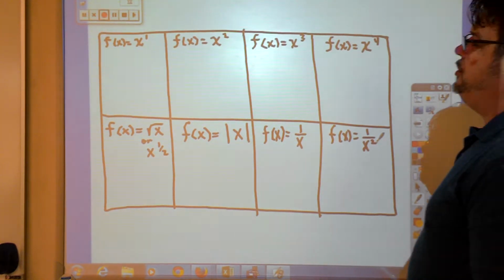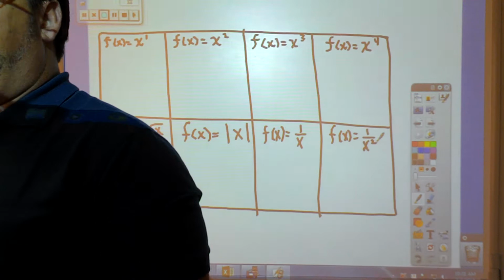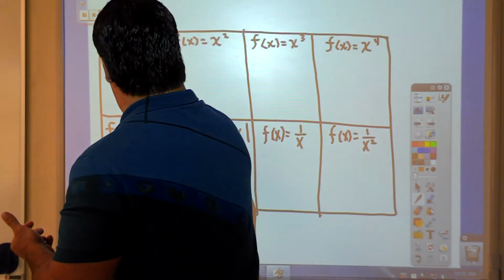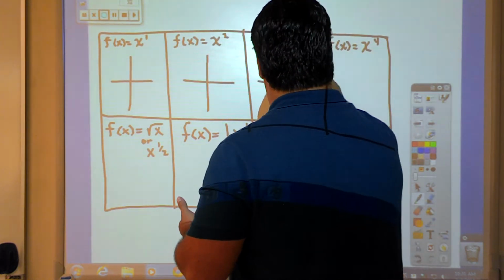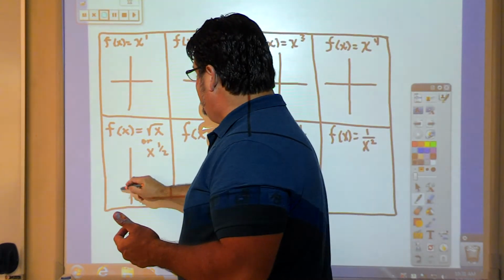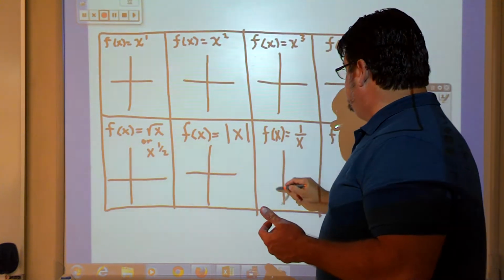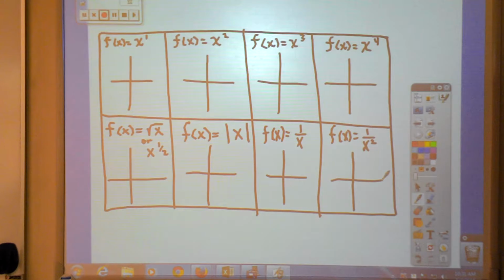And what I want each of you to do is try to recall from memory what each one of these looks like. So, draw a little graph, and if you can't do it, that's fine. Try to remember what the graphs look like for all of these, or fill in whichever ones you can. Just sketch it. See what you come up with.